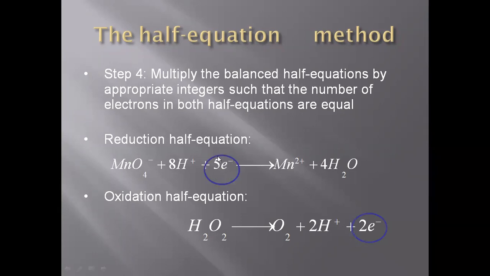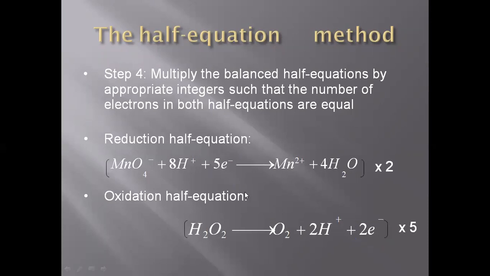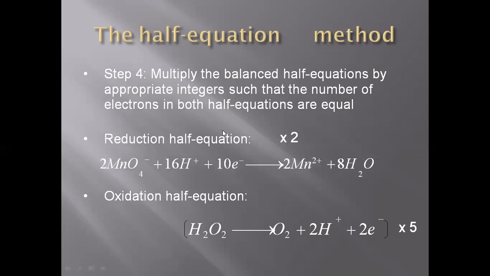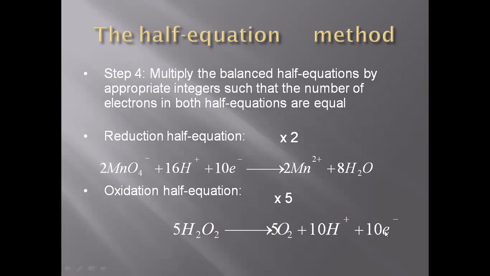For the 5 and 2 electrons, you can multiply the above equation with 2 and the lower oxidation equation with 5. So at that time, how many electrons do we have? 10 electrons in the reduction half and the same 10 electrons in the oxidation half. And the number of molecules of the other species also increases, since we are multiplying the entire equation.